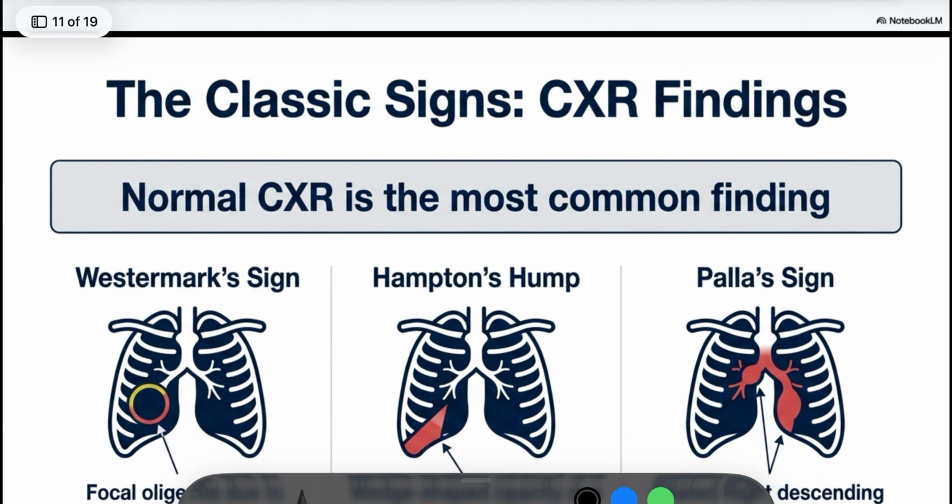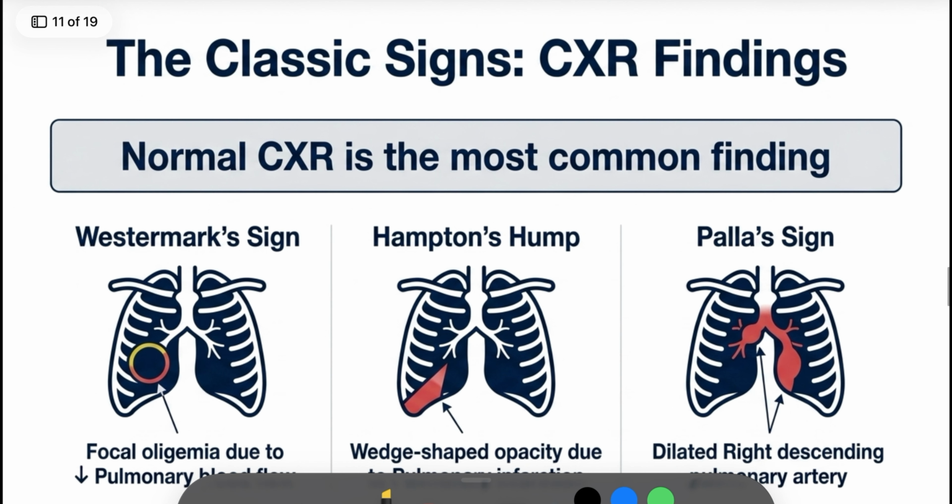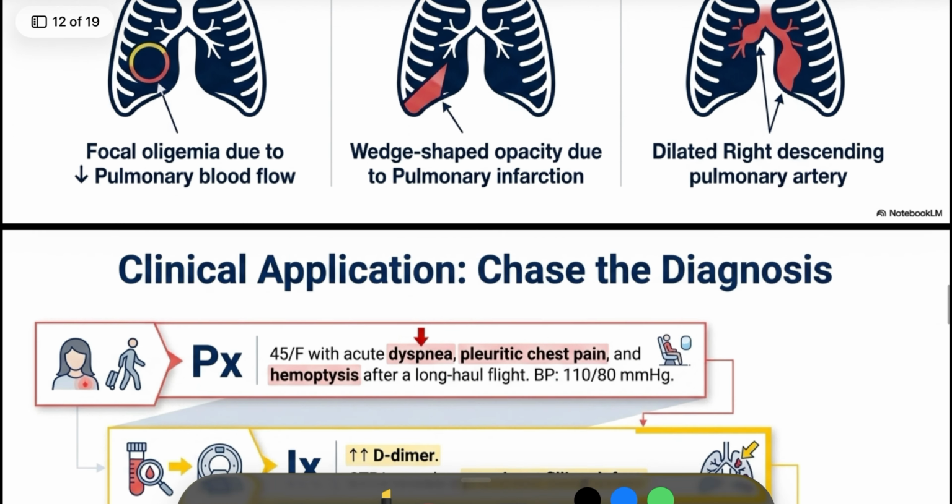Then coming to classical findings of chest X-ray. Usually chest X-ray doesn't show anything. If there are some findings, then we'll see Westermark sign, Hampton's hump, and Palla's sign. Westermark sign is focal oligemia due to reduced pulmonary blood flow. So you can see there is a reduced blood flow which leads to oligemia.